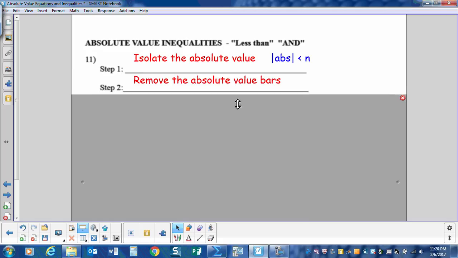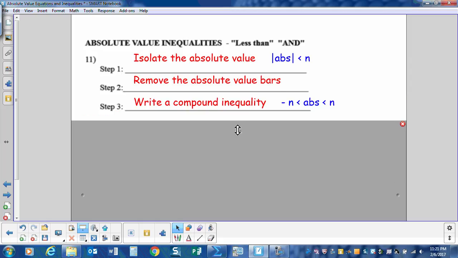We'll remove the absolute value bars. And we'll write a compound inequality. We'll write this "and" statement.